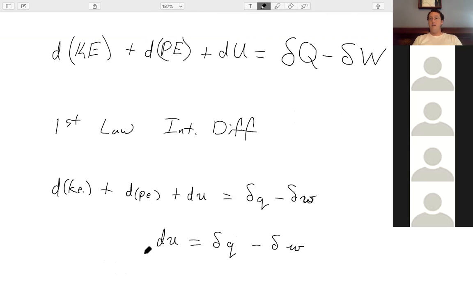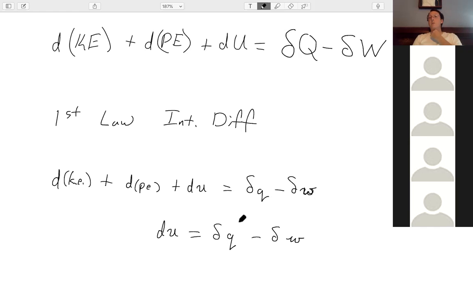Is that okay? Raise your hand if you're confused as to what these symbols mean, or what the intuition behind them is. I'm going to tell you what they are here in just a minute.